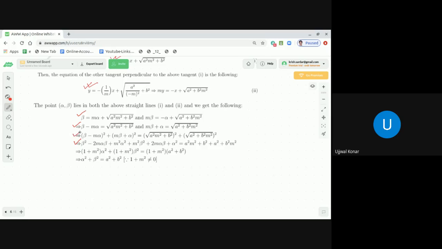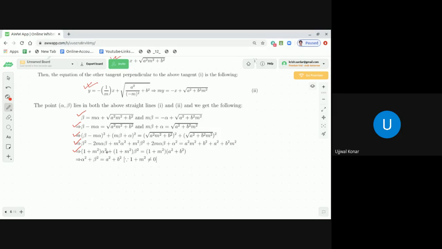These are all easily understandable, okay? And then finally, we get 1 plus m squared into alpha squared plus 1 plus m squared into beta squared is equal to 1 plus m squared into a squared plus b squared. Now 1 plus m squared cannot be equal to 0, right?